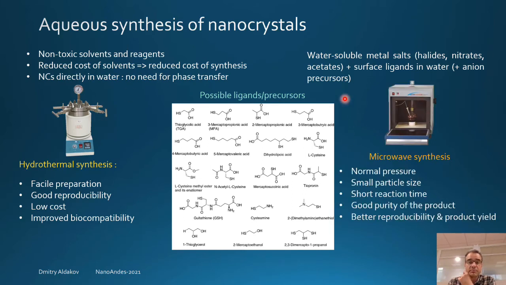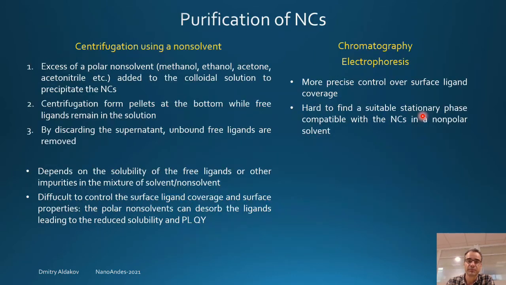You can also do it by microwave. In this case, the advantage is that you work at normal pressure, so you don't have a risk of burst. Usually you get smaller nanoparticle sizes. The reaction is faster because you excite just the bonds you want, not everything, and you get good purity of the product. Also, you can heat it just in the flask, but usually it takes longer and you get less good size dispersion. So this is an important field also in nanocrystal synthesis.